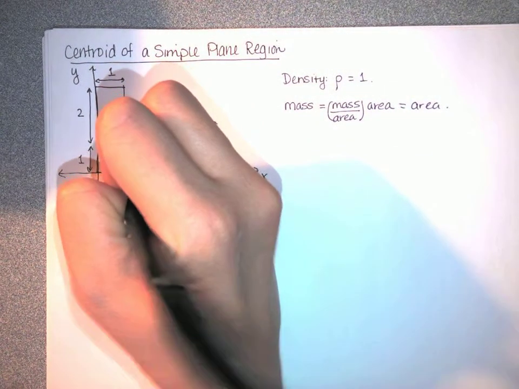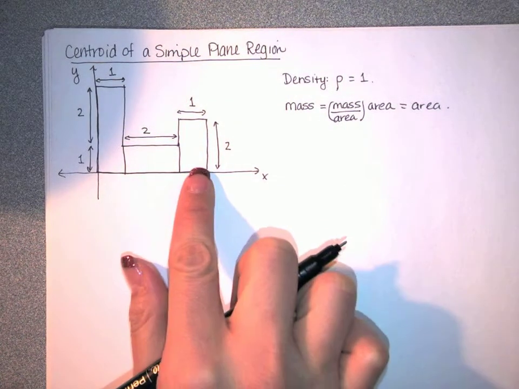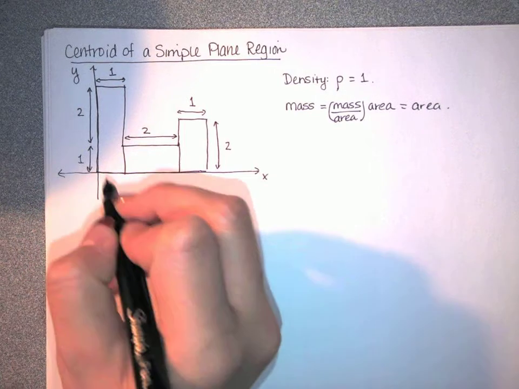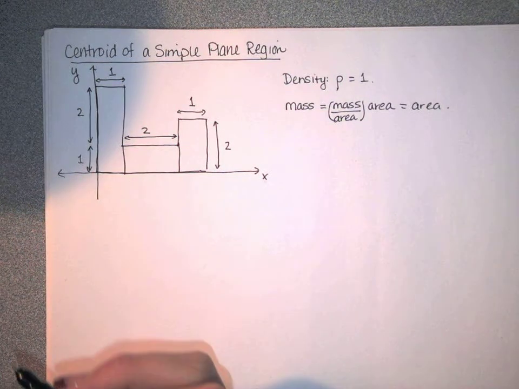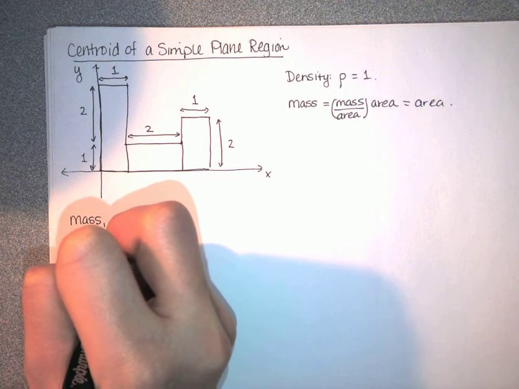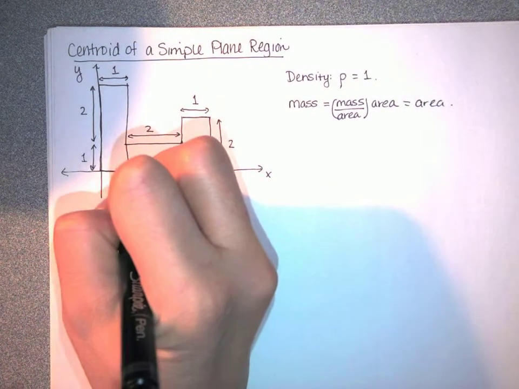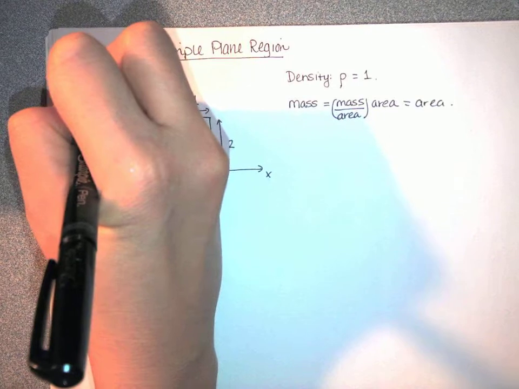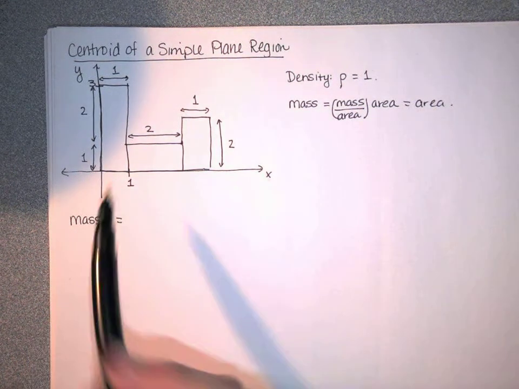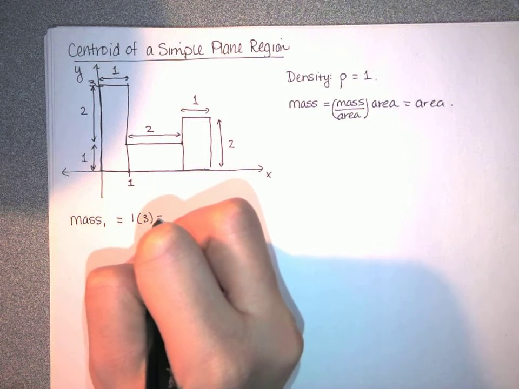So I'm going to split this into 3 rectangles that are easy to find the center of mass of. That's my first one, that's my second one, and that's my third. I'm going to think of these as 3 separate pieces. The mass or area of the first one is just length times width. If my origin is right here, this is x equals 1, this is y equals 3. So my mass is the same as the area, so it's just 3 times 1, or 3.